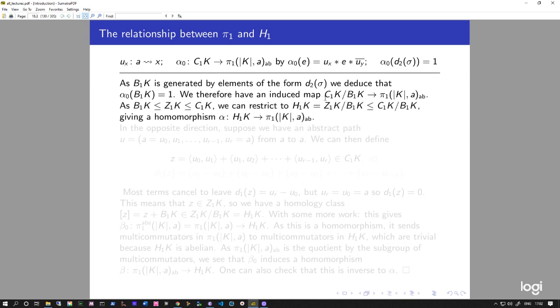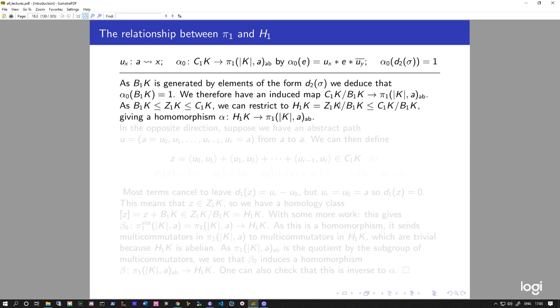And that's actually from the whole of C1K mod B1K. We don't actually care too much about the whole of C1K. We're really only interested in Z1K, which is a subgroup. But because B1 is contained in Z1, which is contained in C1, we could just restrict this induced map down and only consider how it acts on Z1K mod B1K instead of the whole of C1K mod B1K.